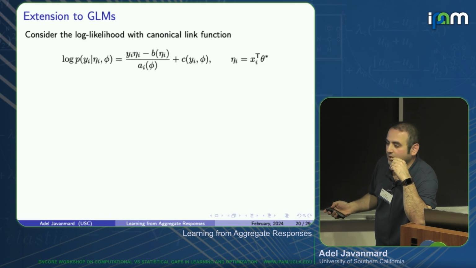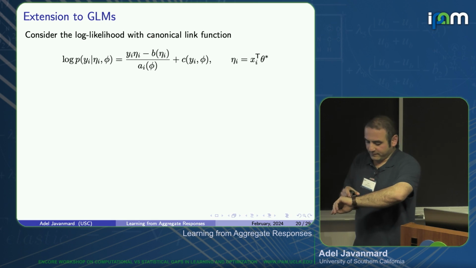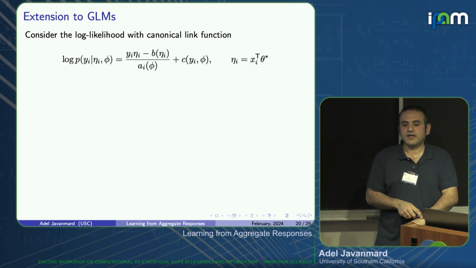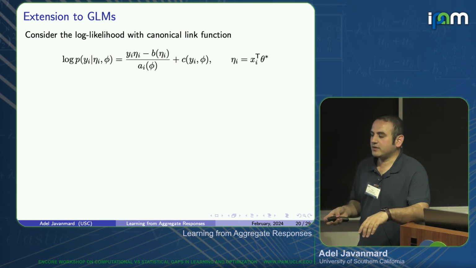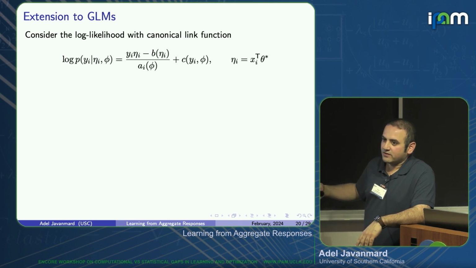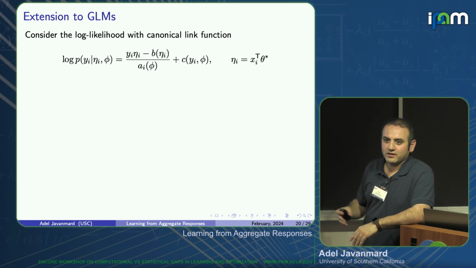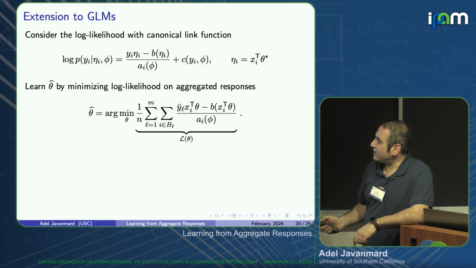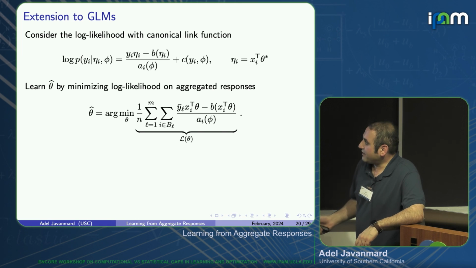Sounds good? Okay. Now, if we go with a more complicated model, let's say a generalized linear model, you can essentially follow the same thing. It's just more complicated math. So let's say instead of the L2 loss, I go with the log likelihood, but I don't have the individual labels. I just go with the aggregate labels or aggregate responses. And theta hat would be the minimizer of this loss.